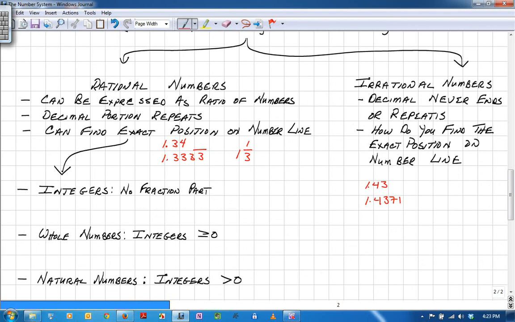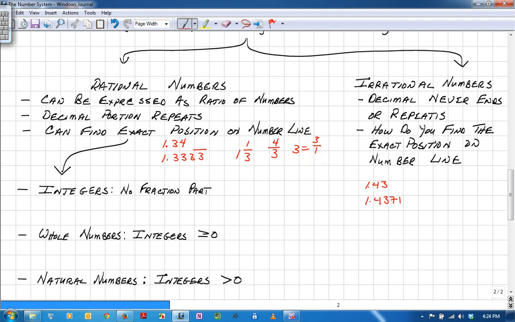And another way to define a rational number is that it can be expressed as a ratio of numbers. So for example, 4/3, which is 1 1/3, would be a ratio of two numbers, 4/3. The number 3 could also be expressed as a ratio of two numbers, such as 3/1. So those are the rational numbers.